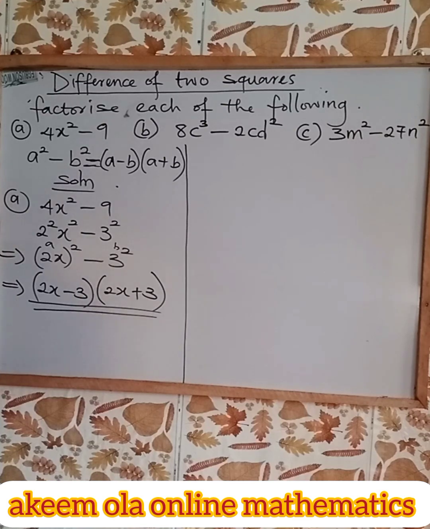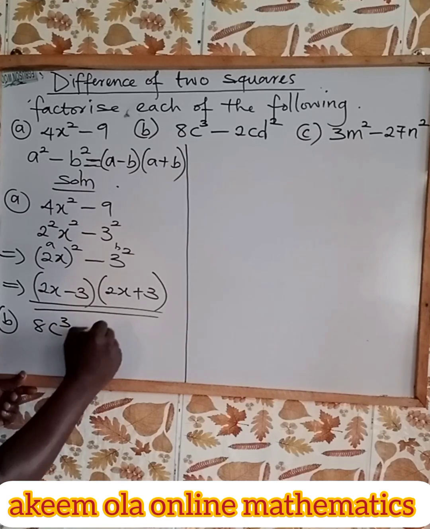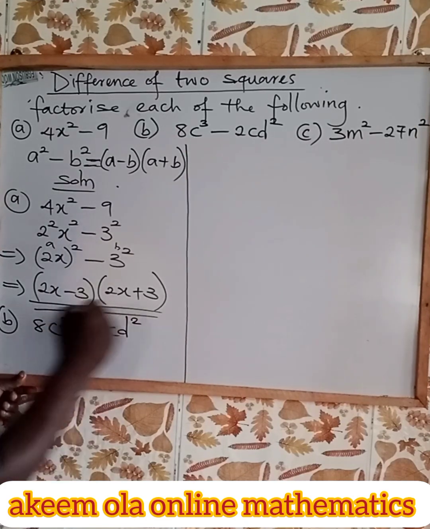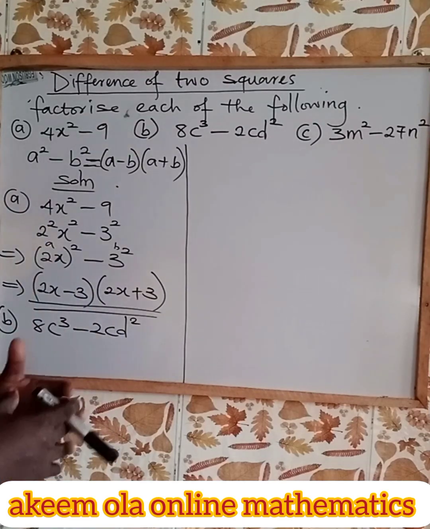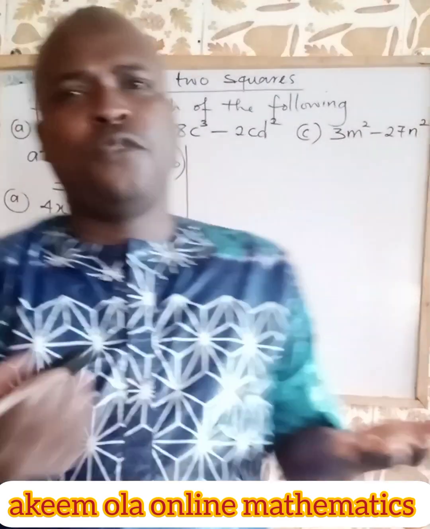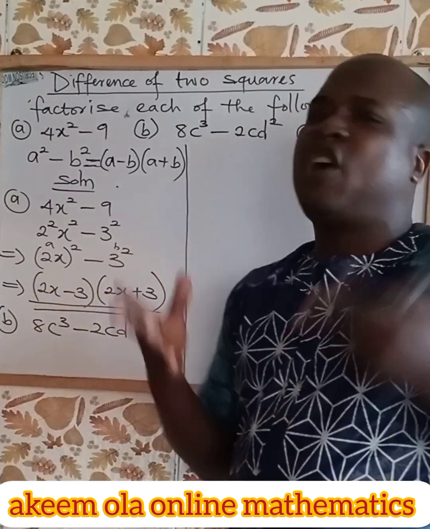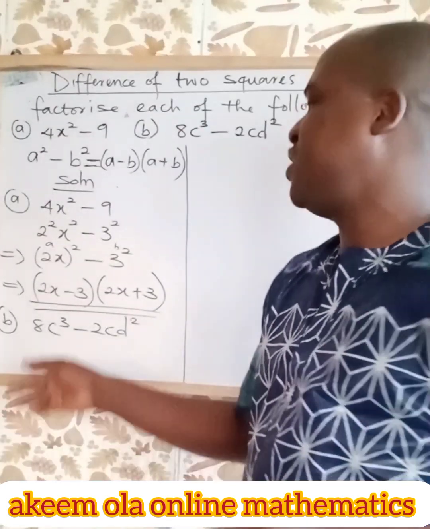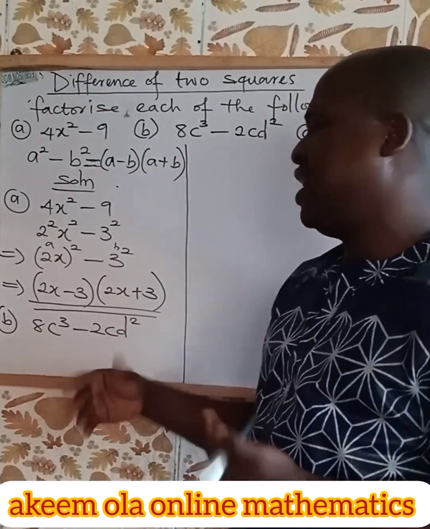We have the second one, B. We have 8c cubed minus 2cd squared. If you look at this, you will notice that this one is somehow different from the first one. There is no number that will multiply itself to give us 8. The same thing applies to this one too. We have an ordinary 2 here.